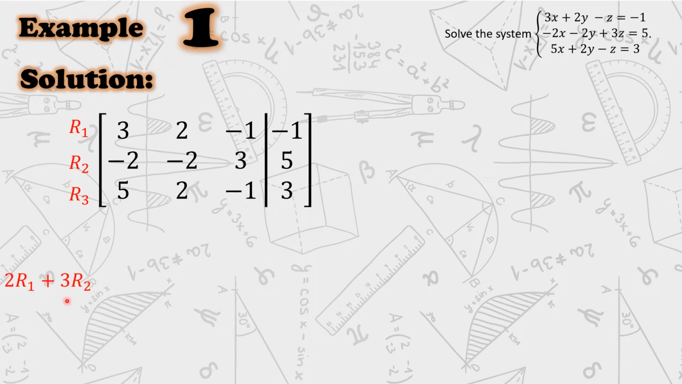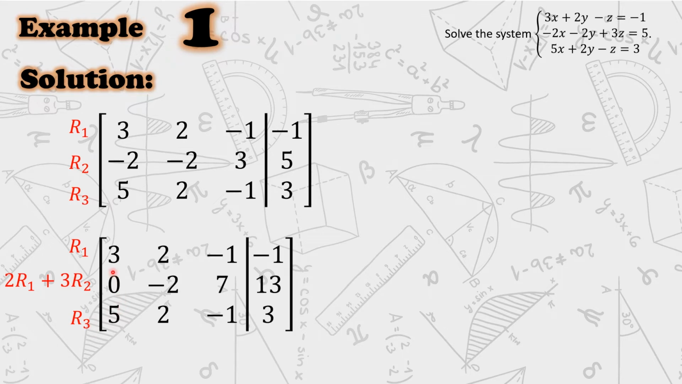To do that, let us have 2R sub 1 plus 3R sub 2 for the second row of the original matrix. So that we will have 2 times 3 plus 3 times negative 2. That will be 0 on the second row first column element. We'll do the same with the other elements for the second row, and we will retain R sub 1 and R sub 3. So that we will have a new matrix.